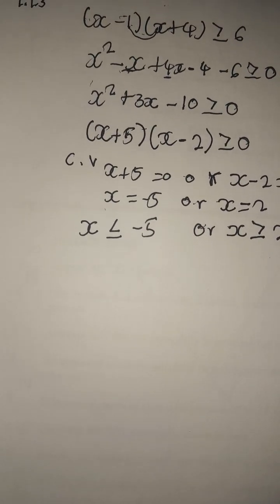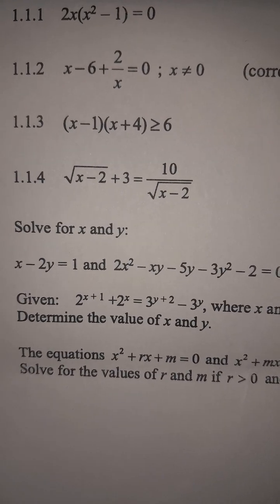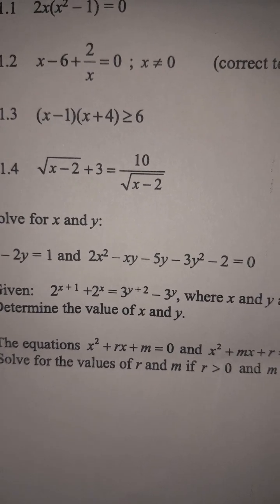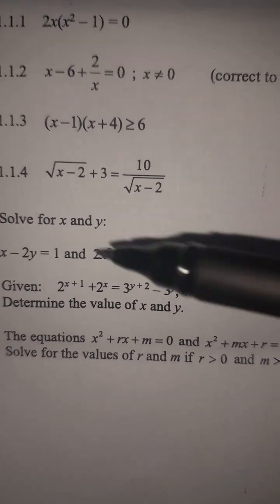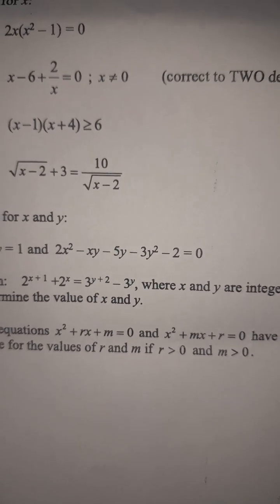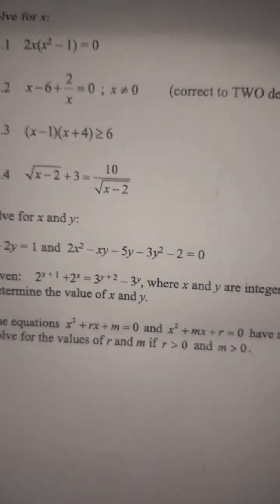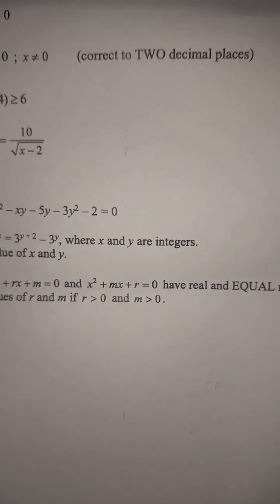Then let's go to 1.1.4. At 1.1.4, we are given that root x minus 2 plus 3 is equal to 10 all over root x minus 2. So what we can see is there's something common. We have a common root here. The best way is to use a k method. Let root x minus 2 be equal to k. Right, then we work it out.